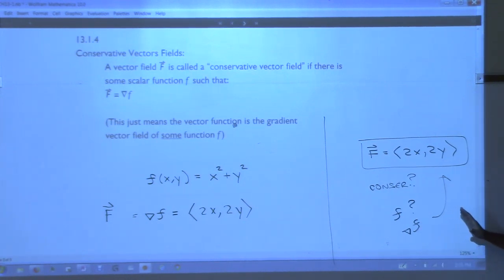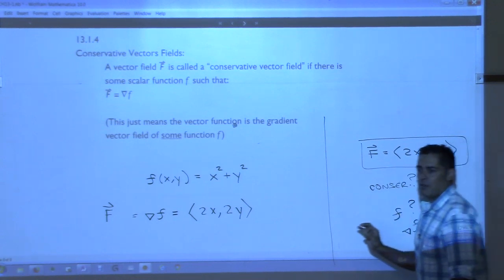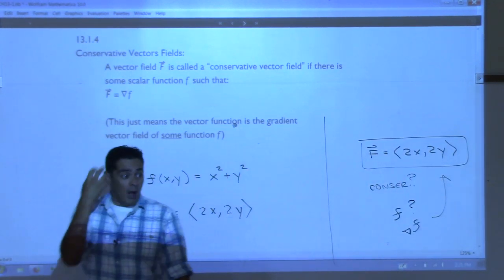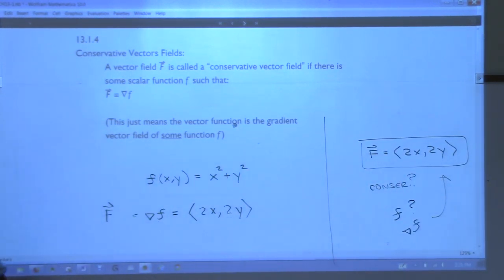But for now, the idea of a conservative vector field is that it comes from the gradient of some scalar function. That's what makes it conservative. Is there a question?